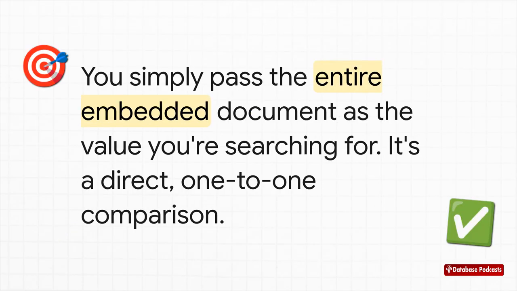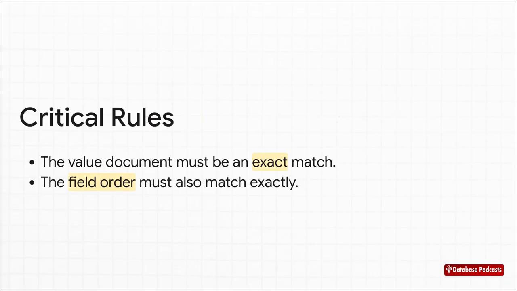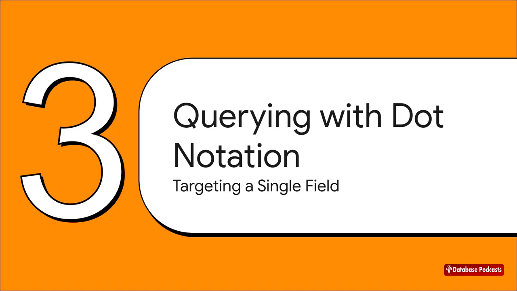Well, the most straightforward way is to just hand the database a perfect copy of the nested document you're looking for. It's like showing it a photograph and saying, "Find me this." It's a direct one-to-one comparison, but, and this is a big but, it comes with a couple of very important rules. And yeah, these rules are no joke. For this to work, the match has to be perfect. Every field and every value has to be identical. But it goes one step further. The order of the fields has to be exactly the same too. If previous comes before current in your query, but not in the database document, no match. It is that strict.